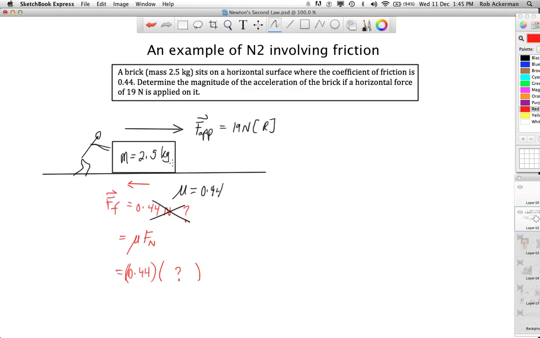Well, in order to figure this out, we've got to figure out the normal force. We've got to draw a free body diagram, so let's do that. We already have two forces acting on this object. What are the other forces? I'm going to draw a free body diagram to help you see. We said the applied force.